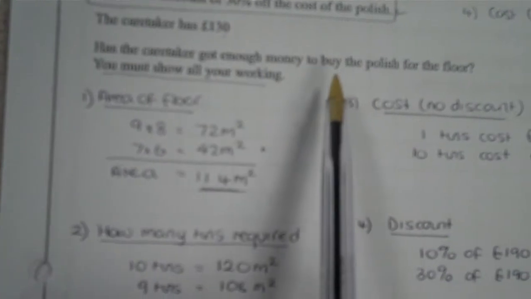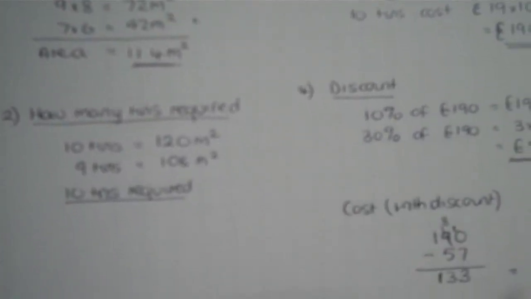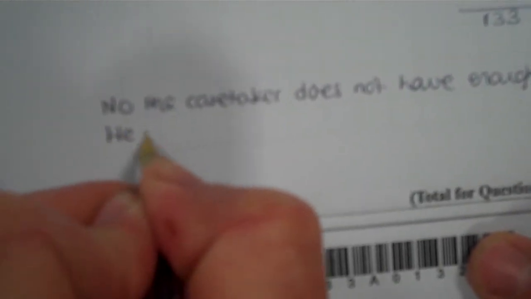Has the caretaker got enough money for the polish? The answer is no. I need to write that in a conclusion. Just writing the answer, the word no is not sufficient. So, no, the caretaker does not have enough money. He requires £133. And that sentence there is worth a mark at the end.